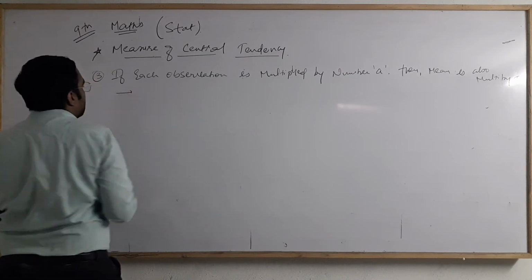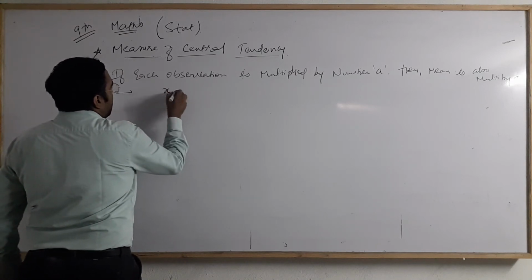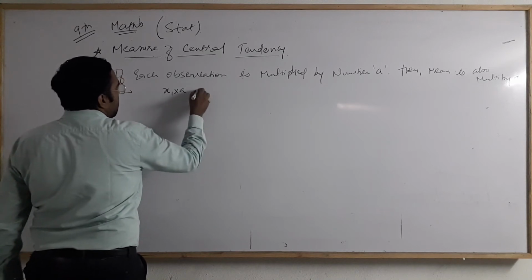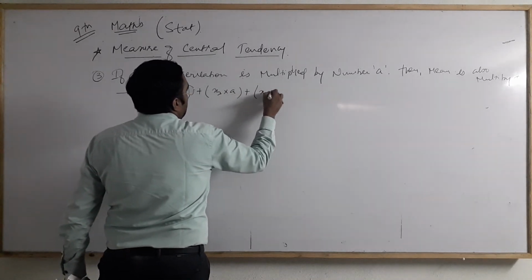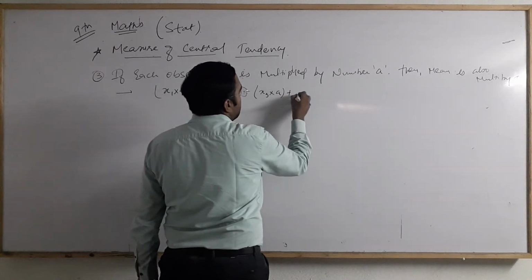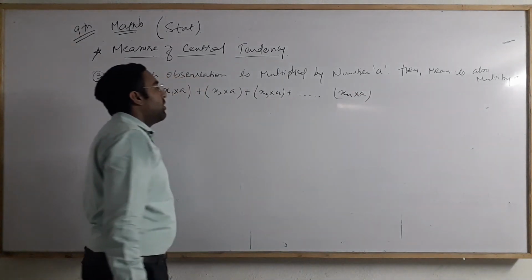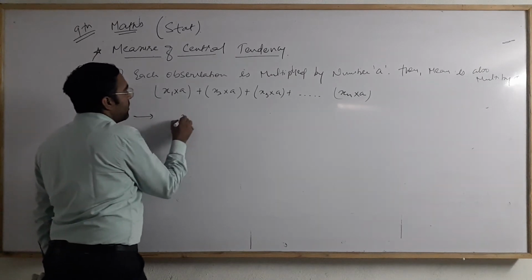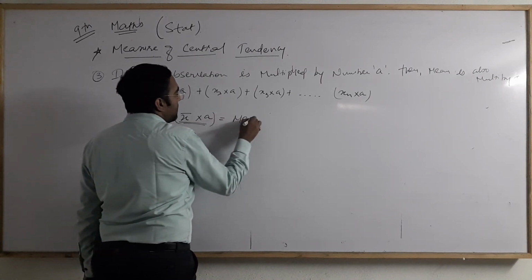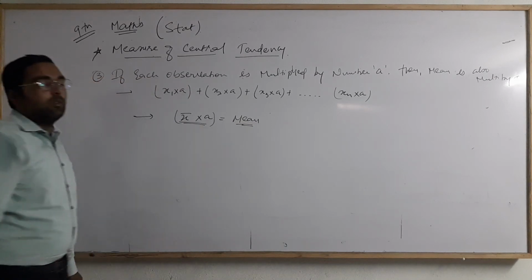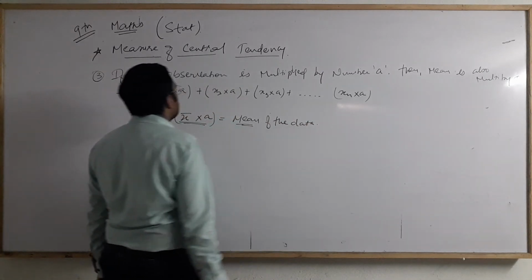As per the calculation part, when I multiply A to x1, plus A multiplied by x2, plus A multiplied by x3, plus till x of n into A, what I found is that the mean is always multiplied by A. My answer for the mean of the given data is x bar into A.